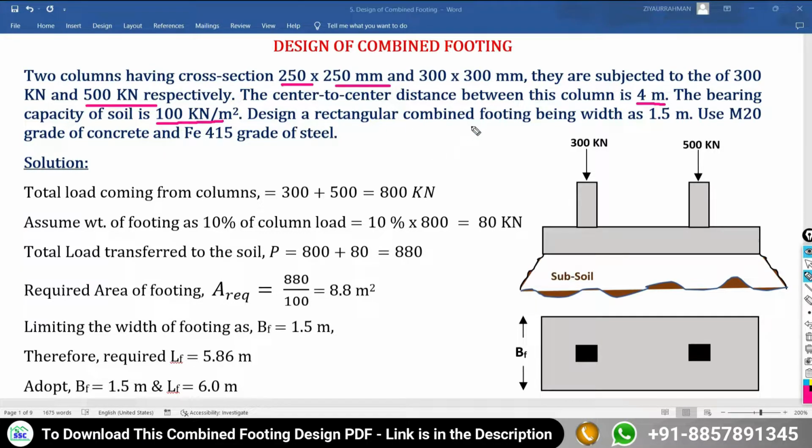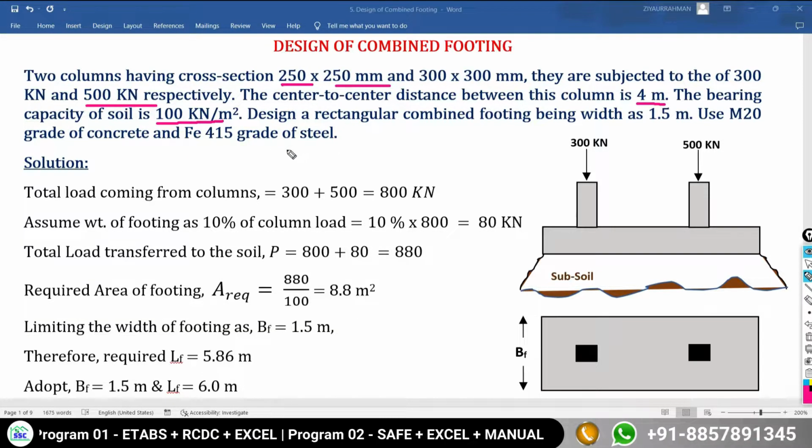We have to design a rectangular combined footing with width as 1.5 meter. We have to use the grade of materials as M20 and Fe415 for the concrete and steel respectively. So with all of this given data, we have to design the combined foundation.